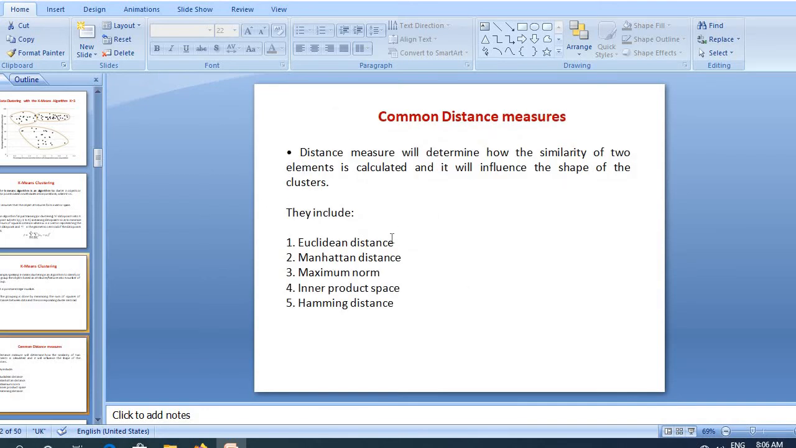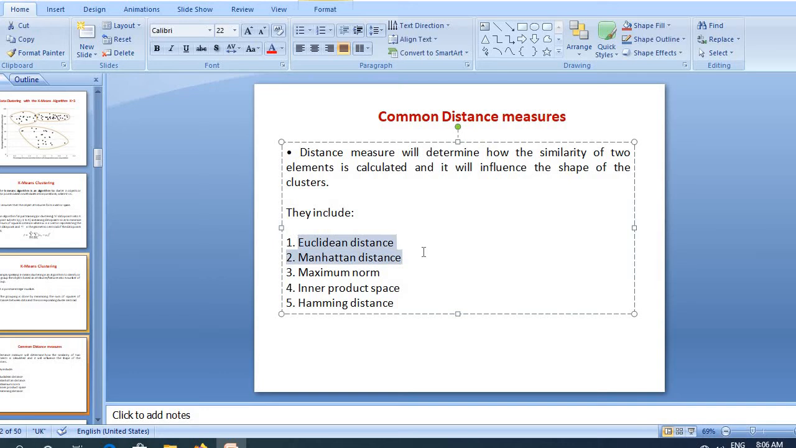So, what are the common distance measures used? In order to calculate the distance between 2 data points, for example, a data point and a centroid, what do you have to do? The centroid is also a data point and you have another data point. If you want to find the distance between 2 data points, there are various distance measures that can be used, for example, Euclidean distance, Manhattan distance, maximum norm, inner product, Hamming distance and so on. We'll mainly look at Euclidean distance and Manhattan distance.